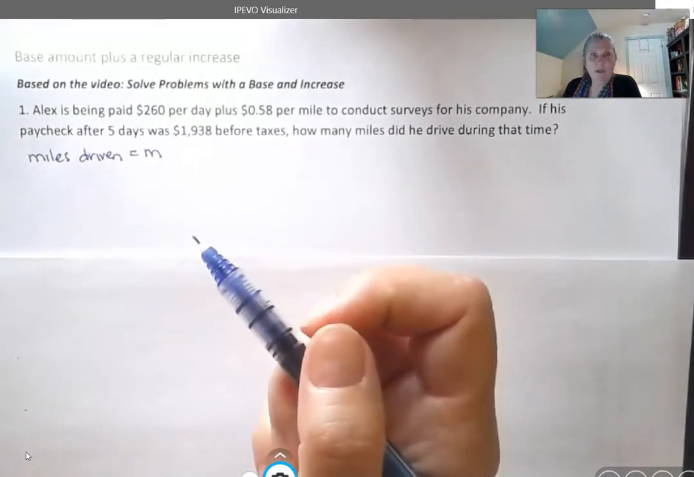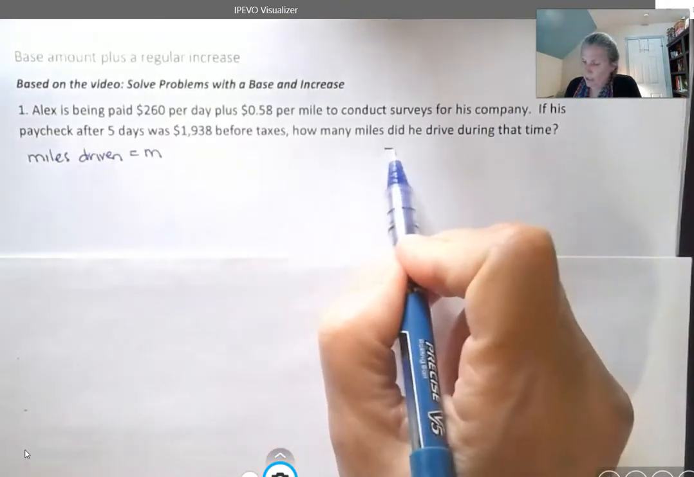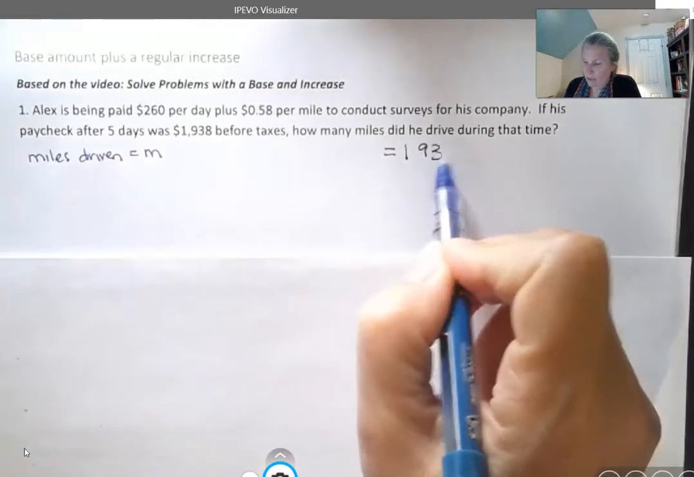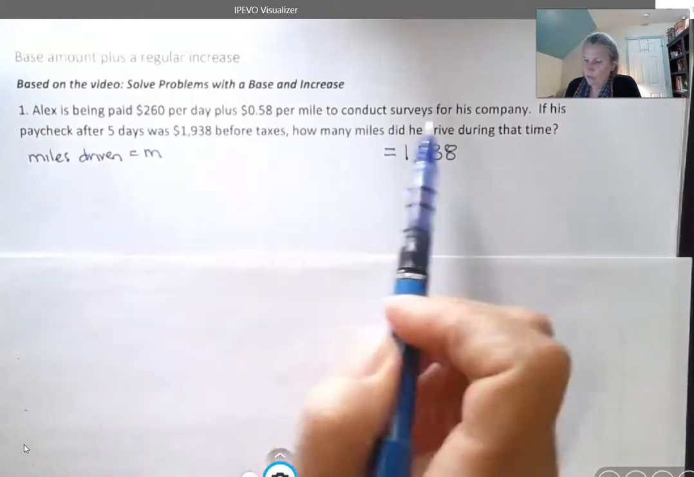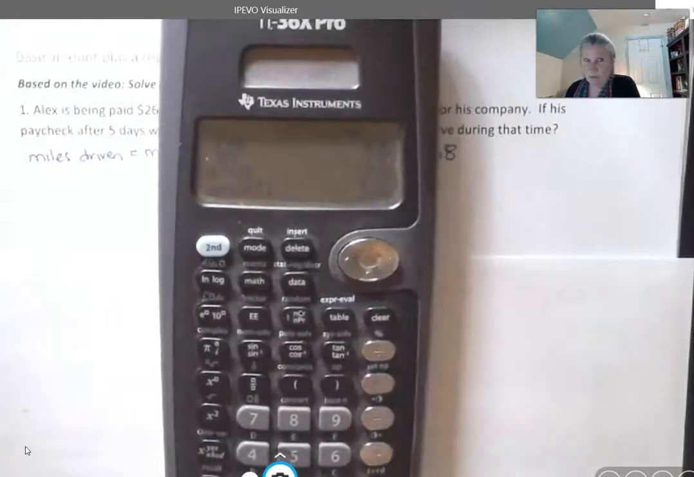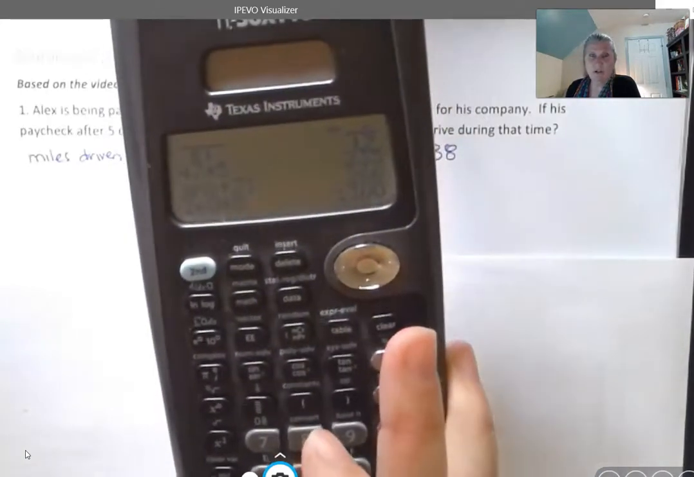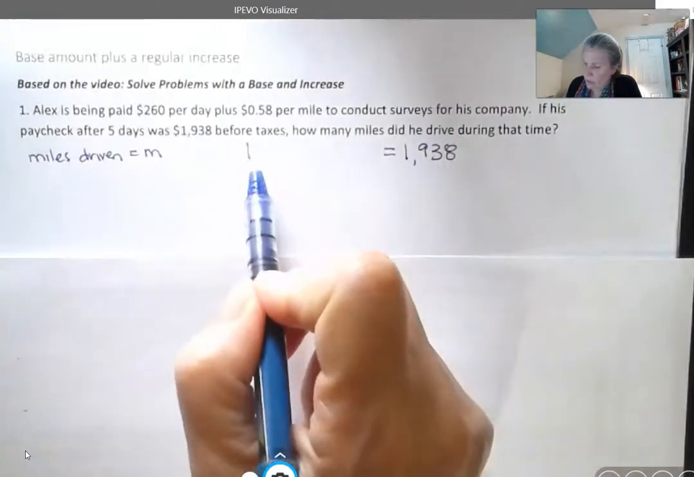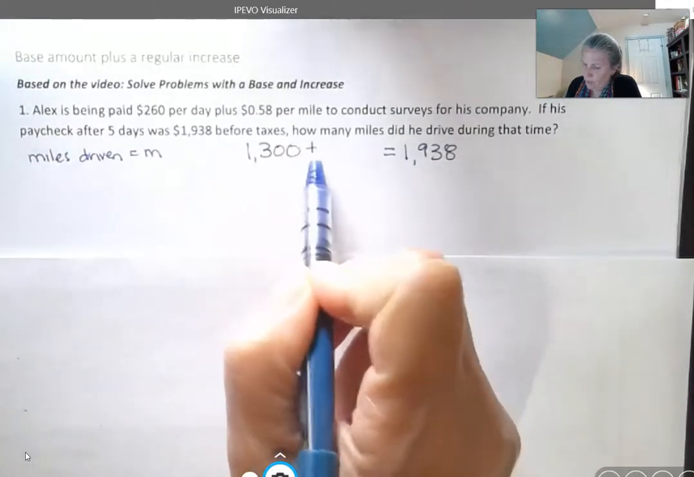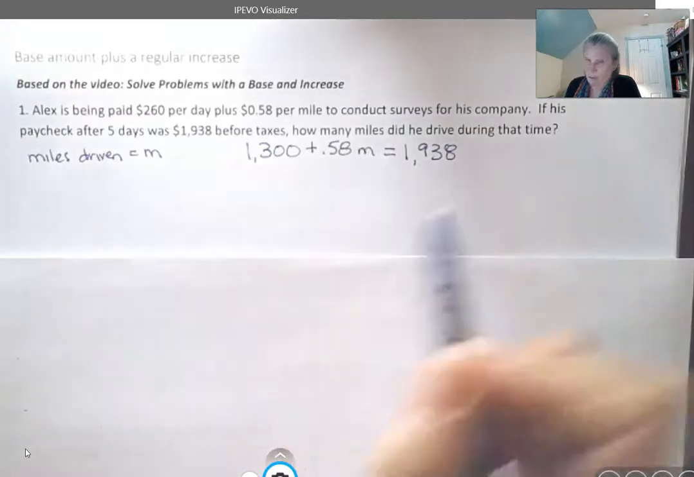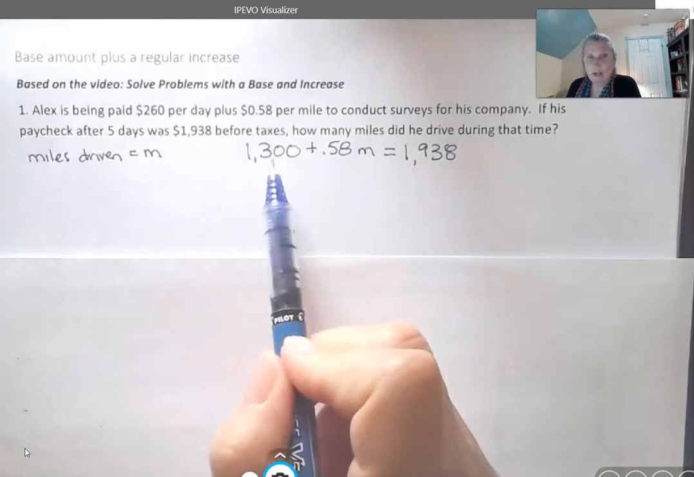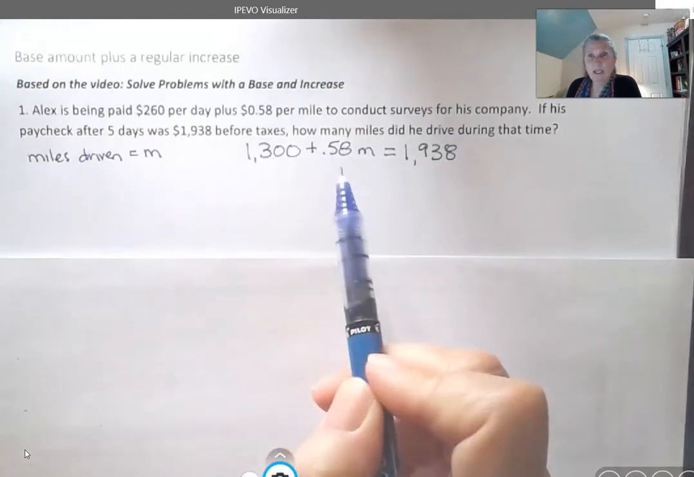And now I want to figure out, well, all together his paycheck was $1,938, and that was made up of his pay per day, and there were 5 days that he was doing that. So I first want to figure out, well, how much did he make just for his pay? 260 times 5 is $1,300. So he made $1,300 for the week, plus he made 58 cents for every mile that he drove.